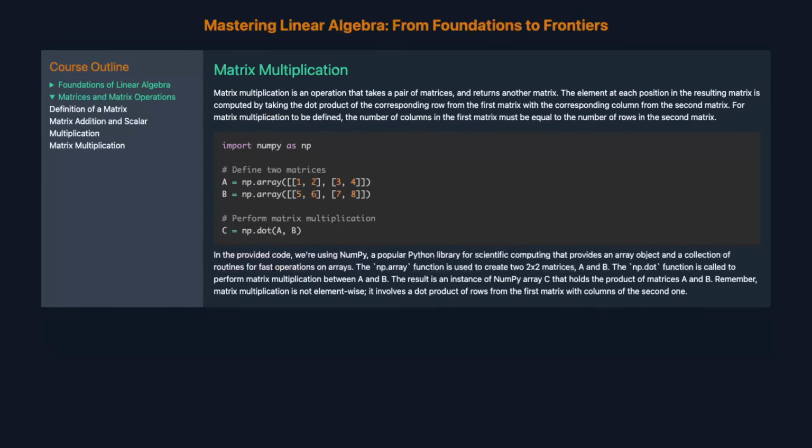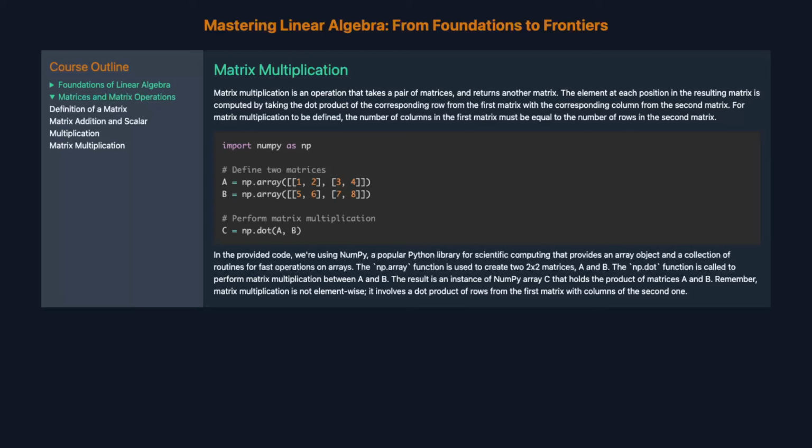Matrix multiplication. Matrix multiplication is an operation that takes a pair of matrices and returns another matrix. The element at each position in the resulting matrix is computed by taking the dot product of the corresponding row from the first matrix with the corresponding column from the second matrix. For matrix multiplication to be defined, the number of columns in the first matrix must be equal to the number of rows in the second matrix.